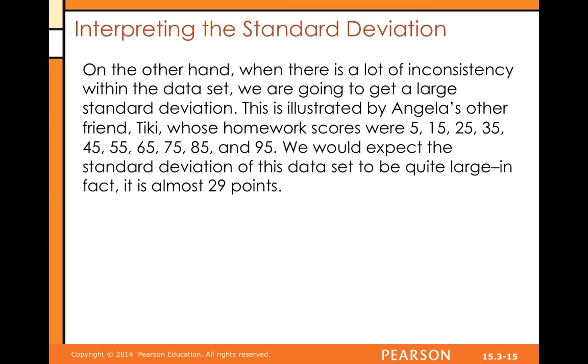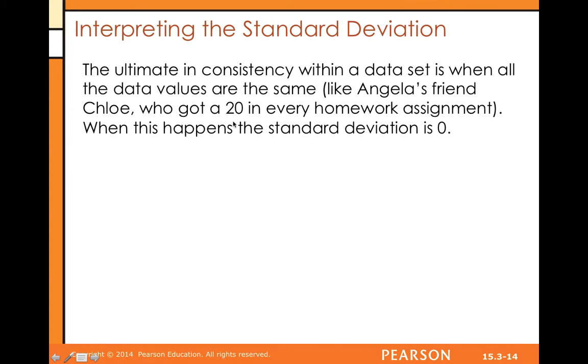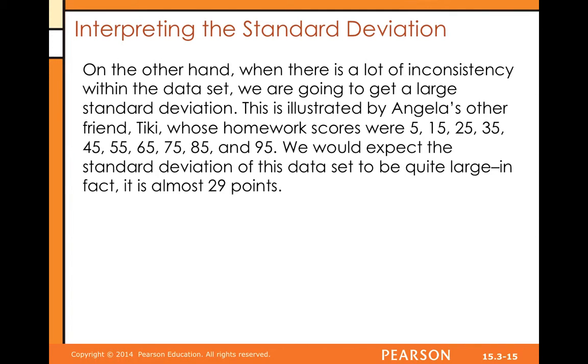On the other hand, if you have scores that jump all over the place, you should expect to get a larger standard deviation. So Chloe was consistent, but not in a good way, right? She was consistently low. So Tiki here is inconsistent, and sometimes he does well, like 85 and 95, but sometimes he does very poorly, right? 5 and 15. But the point here is that these scores jump all over the place, right? They range from 5 to 95, and you count by tens every time.